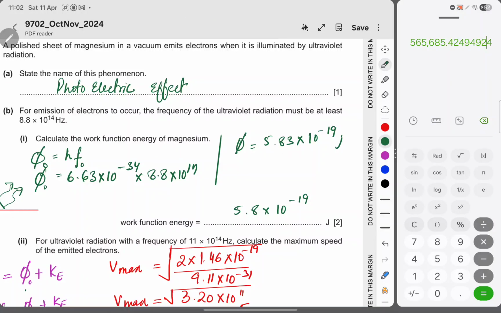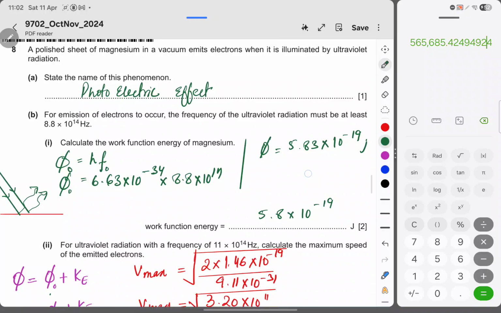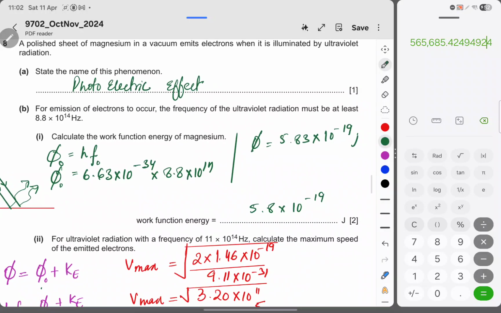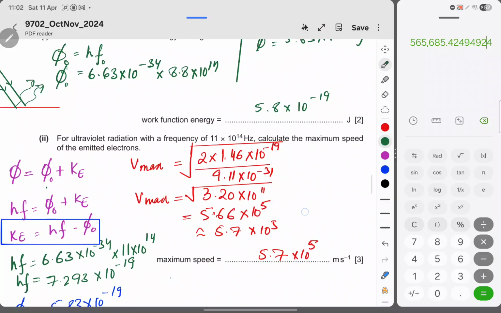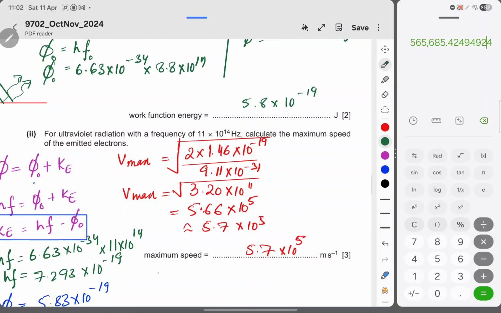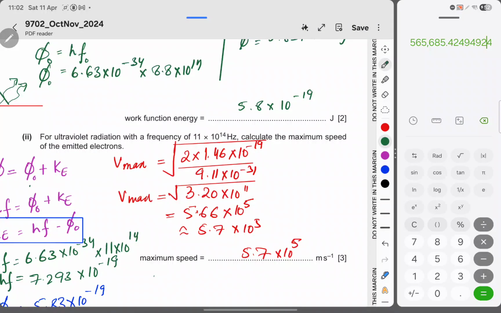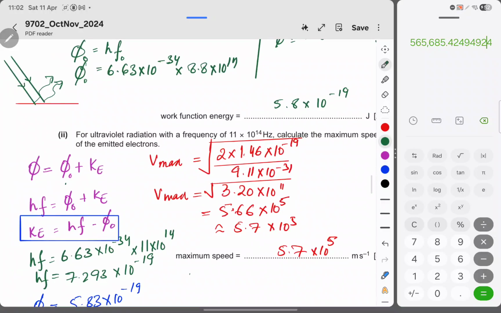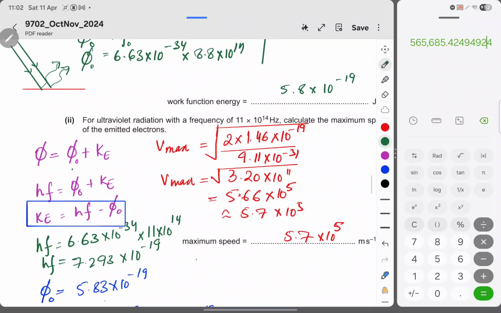So the work function we have is 5.83 into 10 to the power minus 19 joule. As the values are in two significant figures, it is 5.8 into 10 to the power minus 19 joule. For an ultraviolet radiation with a frequency of 11 into 10 to the power 14 Hertz, calculate the maximum speed of the emitted electrons. So, the photon energy equals the work function energy, the minimum, plus the kinetic energy, right?